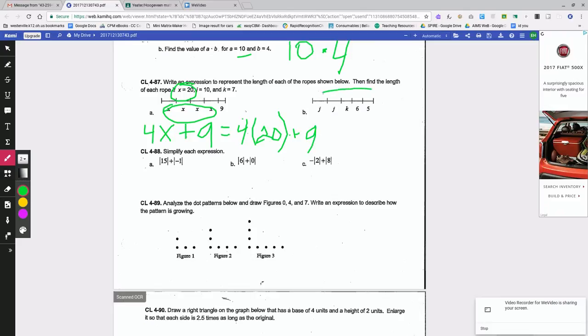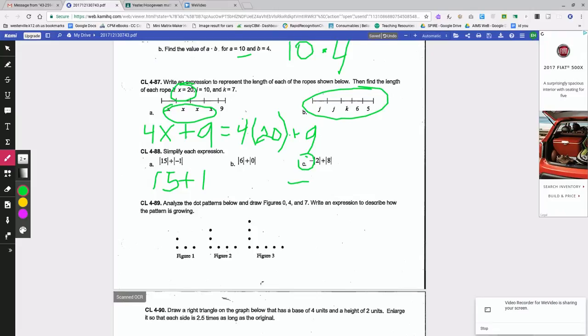Do the same thing. Now j is 10 and k is 7. So write your expression, plug j in, plug k in, and you should get your answer. Now don't forget here again, we're doing absolute value. It's a number's distance from 0. So just for the first one, 15 is 15 from 0. -1 is 1 from 0. Add them up. Don't get tricked by this little negative sign on the outside. It will have to stay.